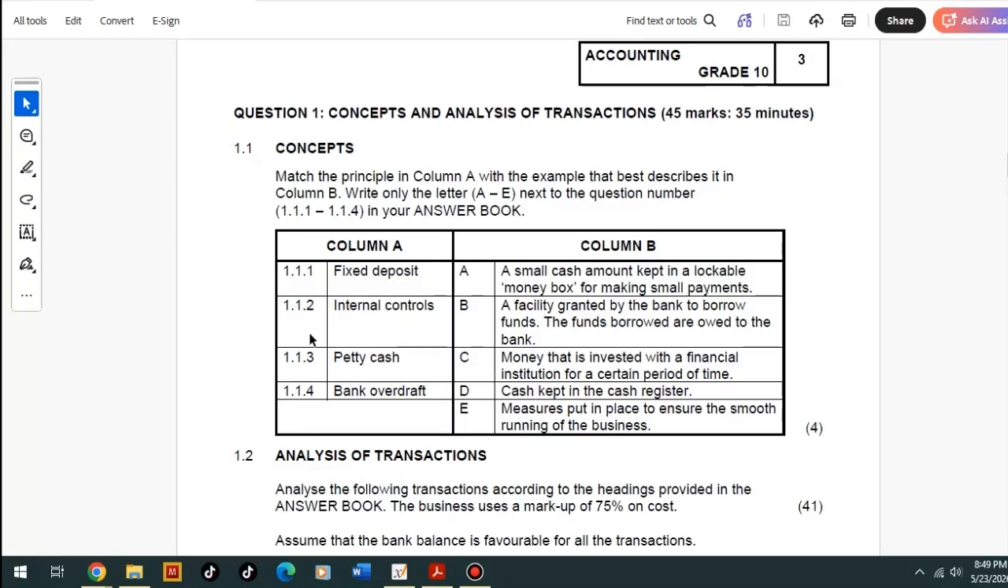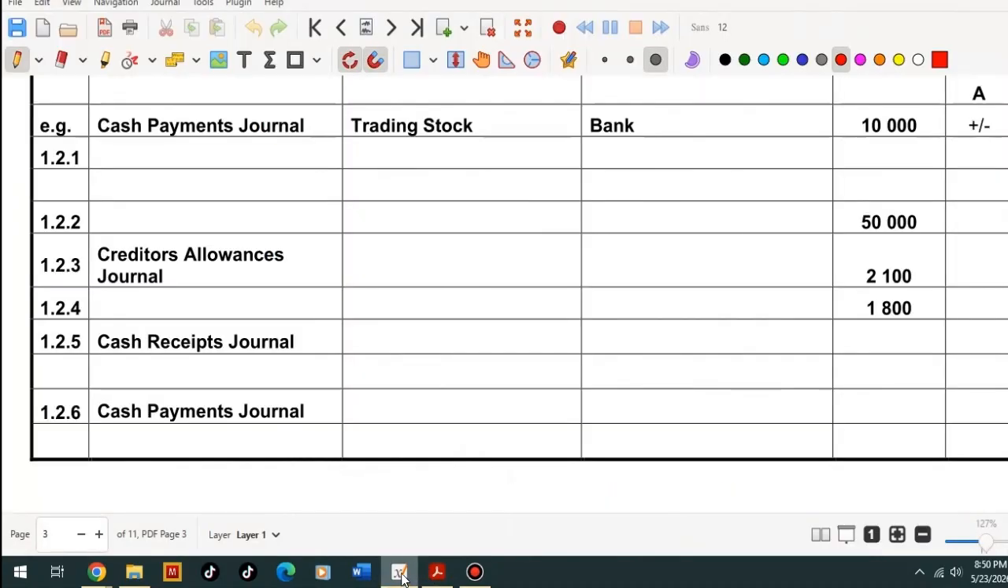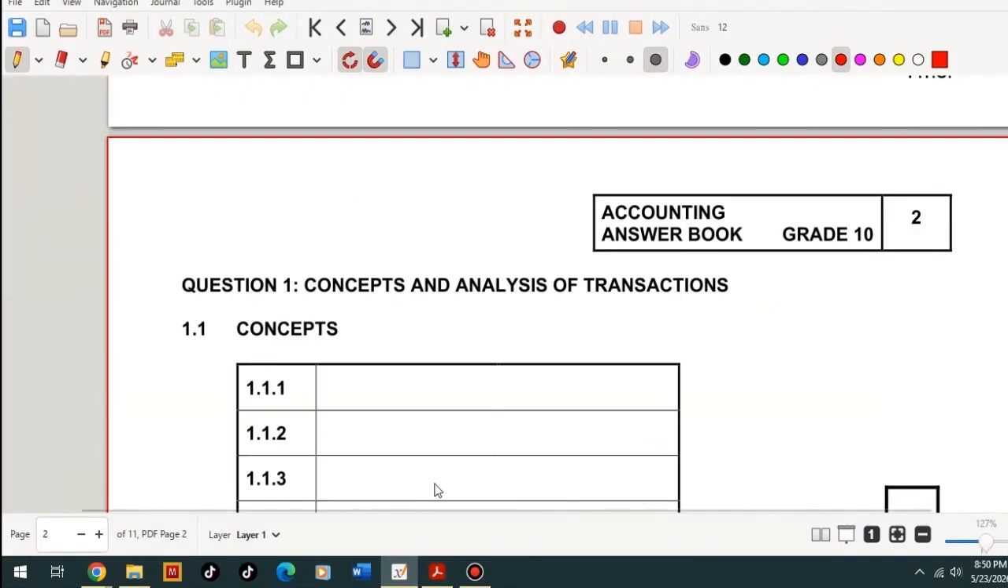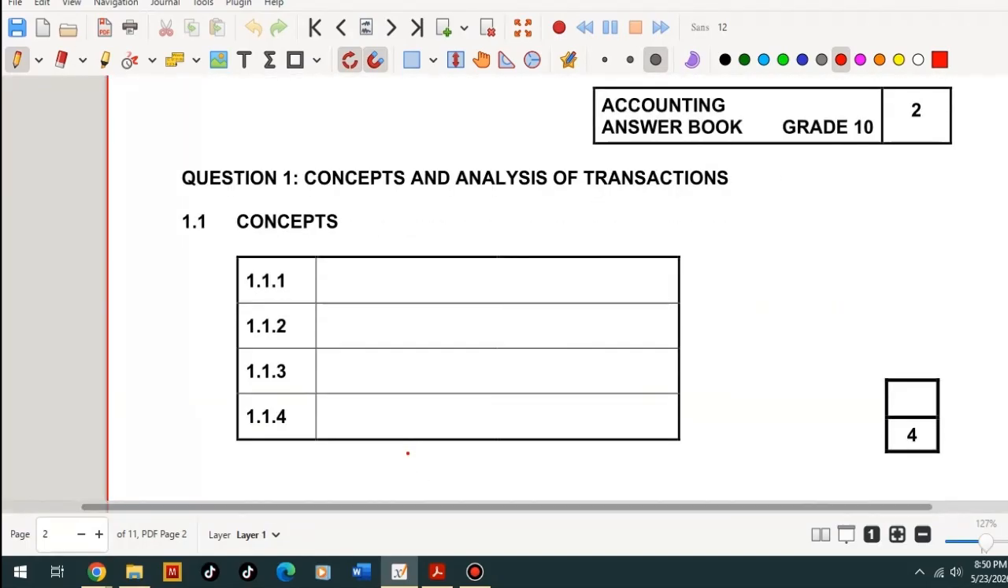Column A says 1.1.1 fixed deposits. A fixed deposit is an asset that can be long term or short term. So money that is deposited into a fixed deposit account is an investment. So which gives us, on the portion that you're given here, money that is invested with a financial institution for a certain period of time. It can be 1 year, it can be 3 months, it can be more than a year. So that's a fixed deposit. So the answer for question 1 is letter C.